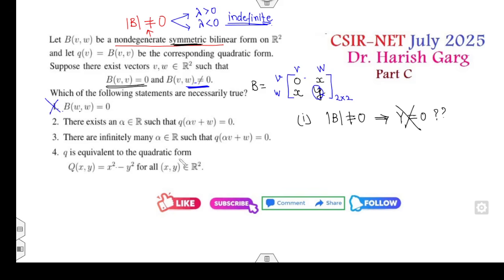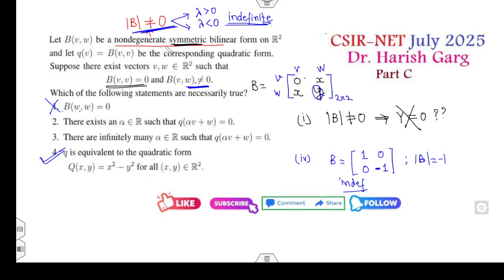Fine. Similarly, if you look at the fourth option, if you write the matrix corresponding to this, x square, symmetric, and -1, then clearly the determinant of this matrix is -1, or you can say this matrix is indefinite because the eigenvalues are positive as well as negative. So yes, it is equivalent to the quadratic form.